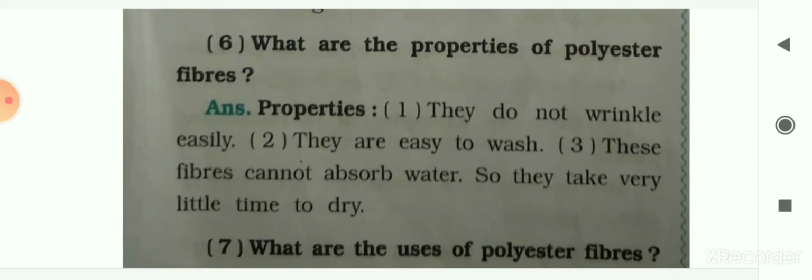Next question is, what are the properties of polyester fiber? So the properties of polyester fibers, first one, they do not wrinkle easily. So you will not find creases on them easily. The next property is they are easy to wash. You can easily wash this kind of fibers. Then these fibers cannot absorb water, so they take very little time to dry.